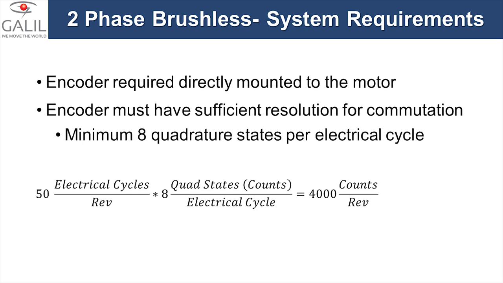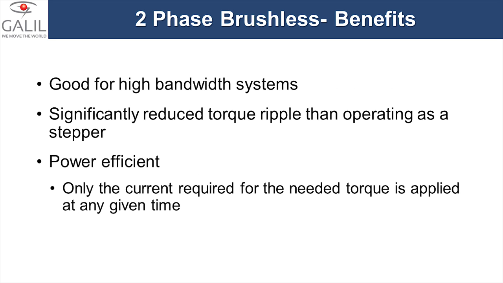For example, say we had a 200 full step per revolution motor. It would require an encoder with a minimum of 4,000 quadrature states per revolution. With 2PB, the performance is comparable to a brushless servo. It is good for systems with requirements for high responsiveness.